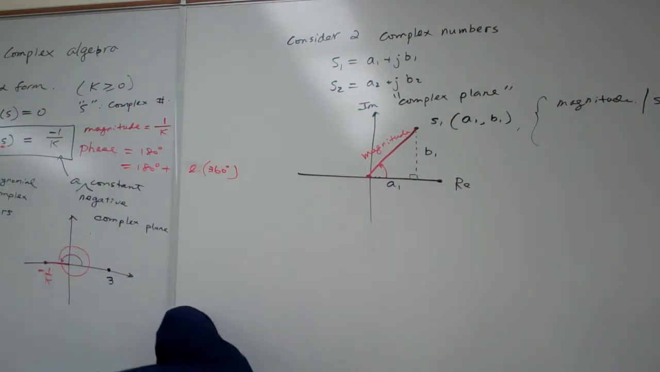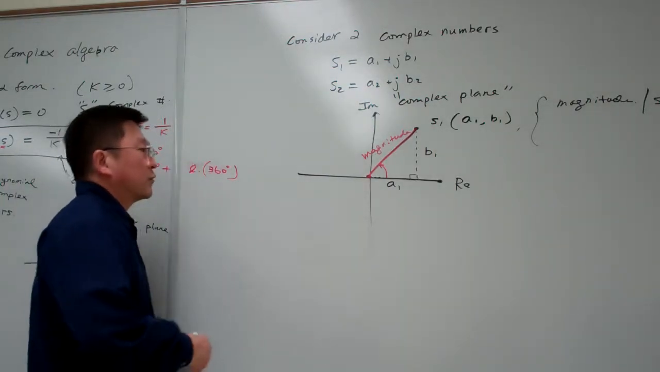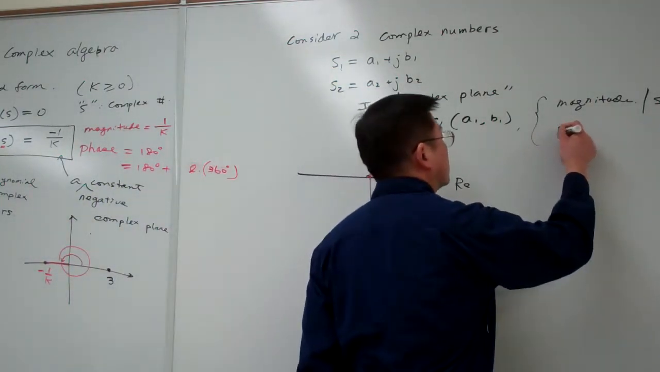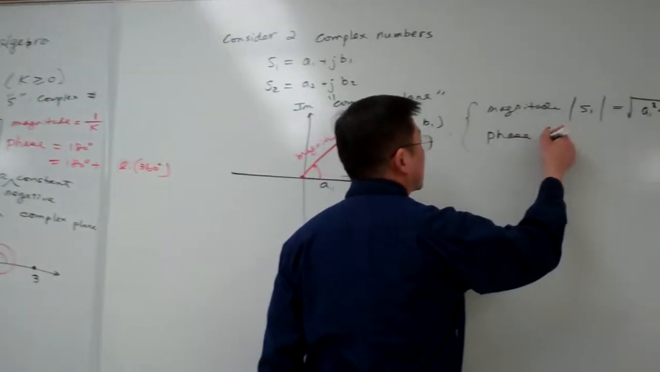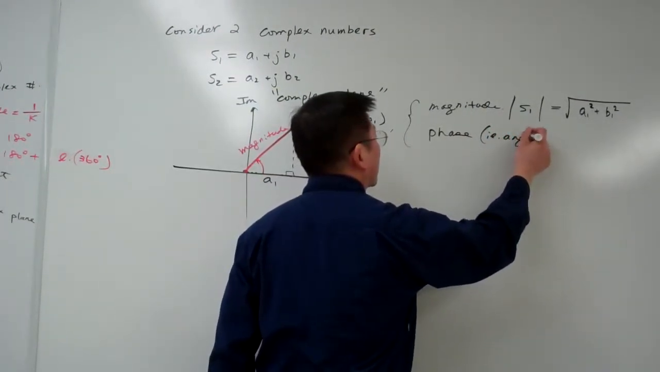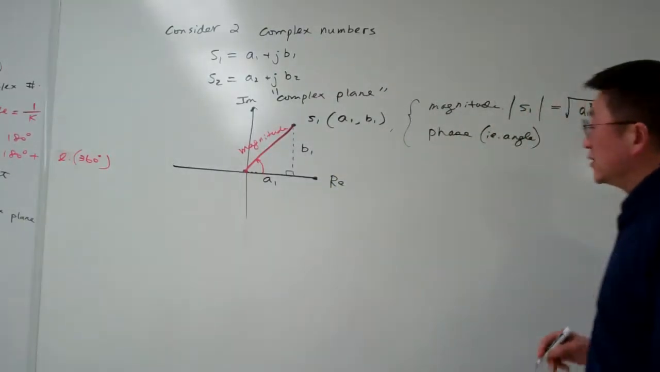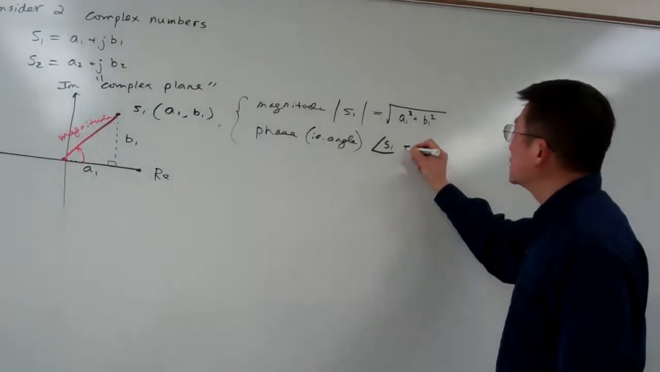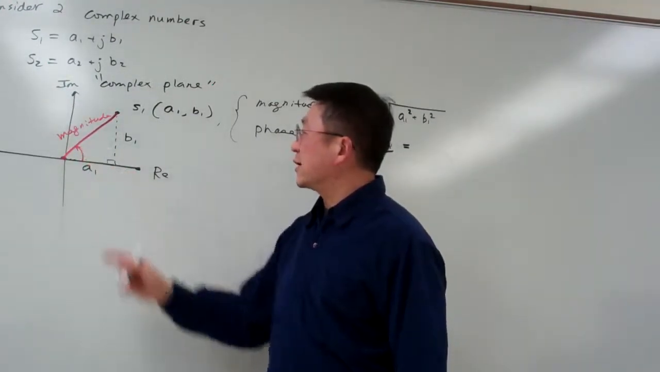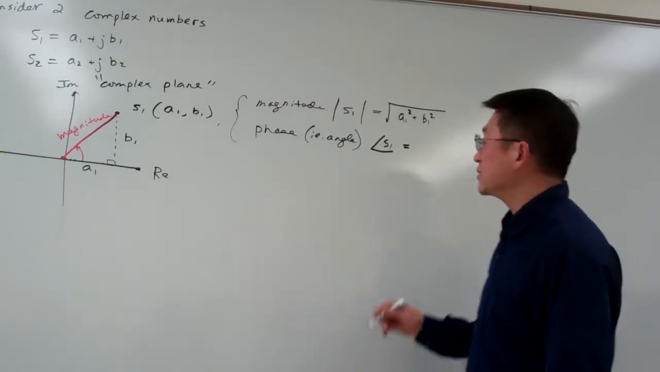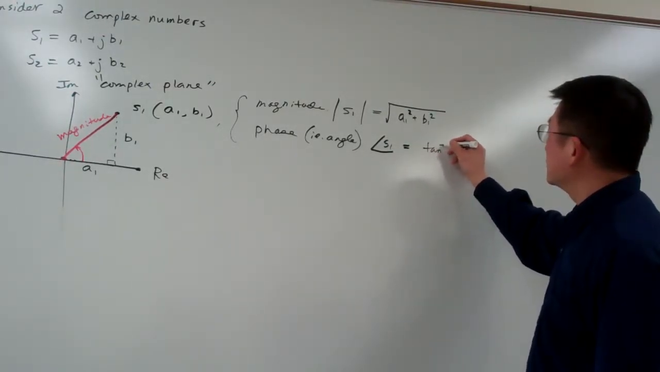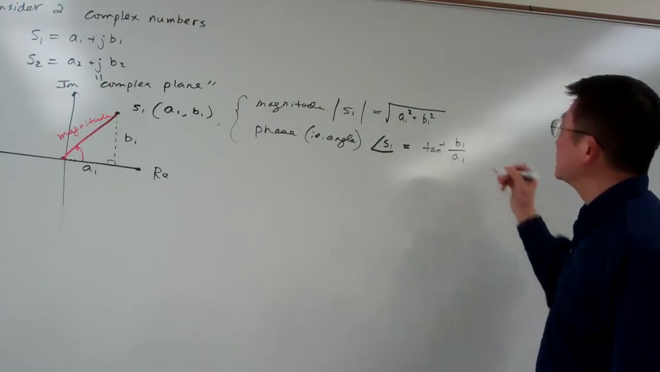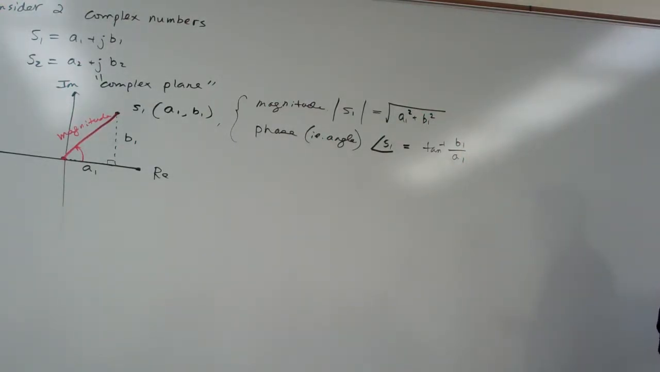So for this case, what is this angle? So phase means the angle, okay? Here we use the angle symbol, and we put S1 here. That means we indicate that it is the phase, okay? For this case, we want to measure this angle. We simply use trigonometry. Basically, that is arctangent of B1 over A1. We good? Okay.